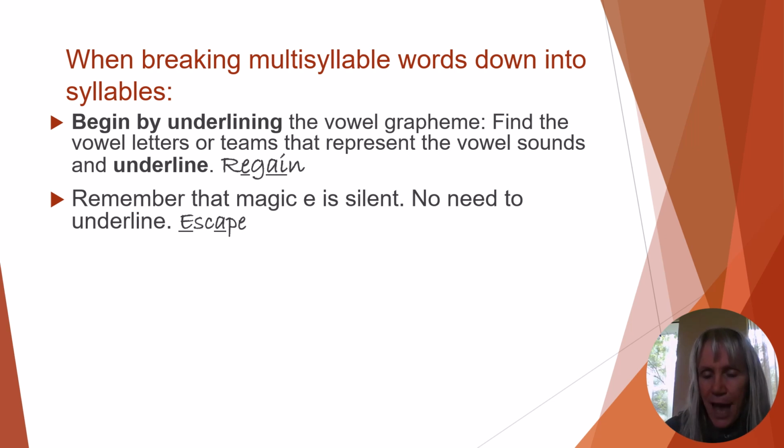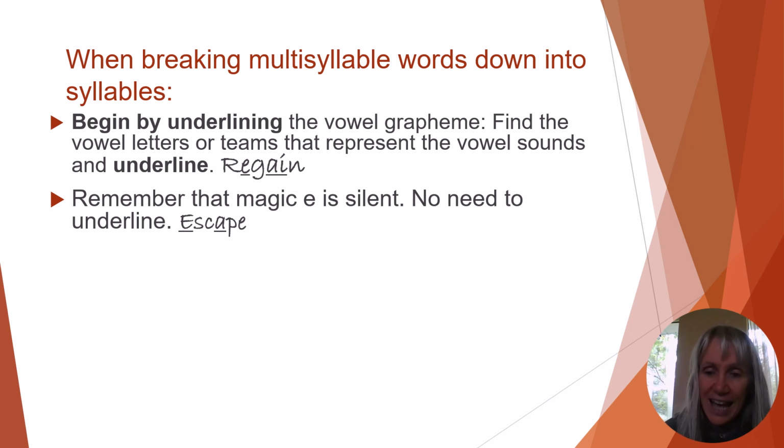Remember that the magic E is silent. There will be no need to underline the magic E in words. We'll be discussing magic E and vowel themes and vowels in much greater depth in the upcoming PowerPoints. But for now, just know that the magic E is the E after a consonant that makes the vowel before that consonant say its name.